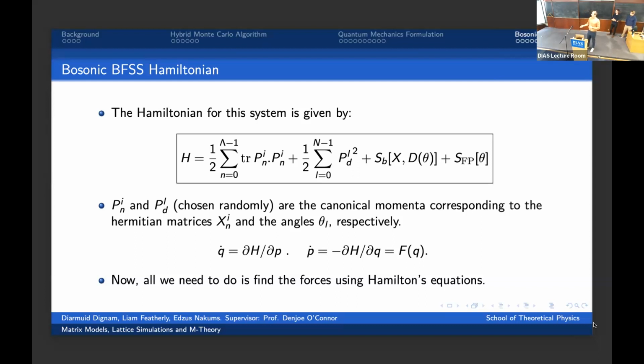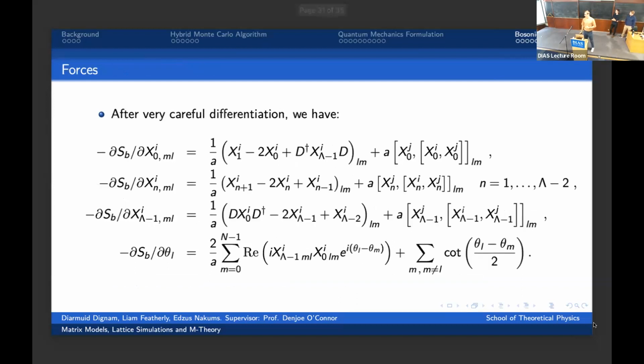And then we do that check that Diarmaid talked about to see if these are relatively likely. But then to actually do the Hamiltonian dynamics, we need the forces on the system. We just use Hamilton's equations for that. And performing those derivatives, we get all of these very fun equations. They look very complicated, but this is basically what we plugged in to look at the dynamics of the system.